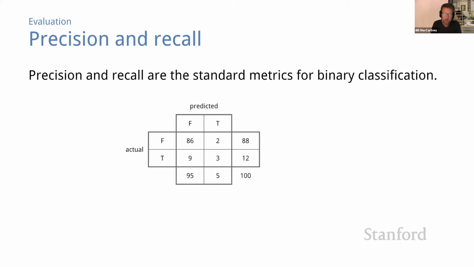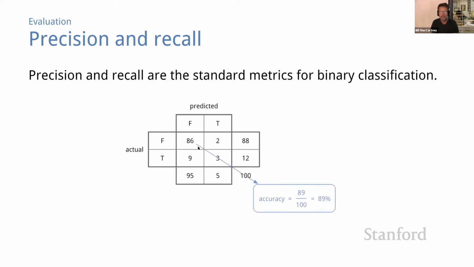So here's an example where we have 100 problem instances. The rows of this table represent the actual labels. 88 are labeled false, and only 12 are labeled true. So this is a skewed distribution. The columns of this table represent the labels predicted by our model. So 95 are predicted to be false and 5 true.